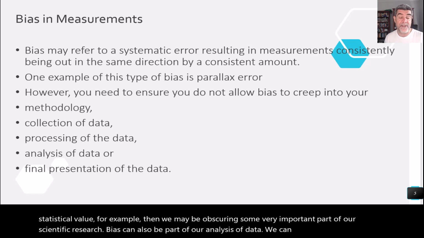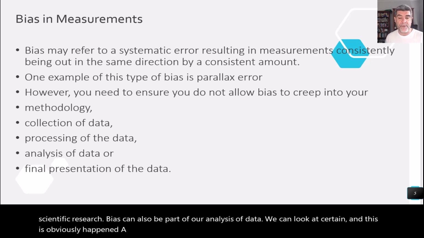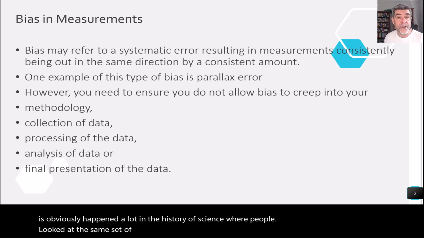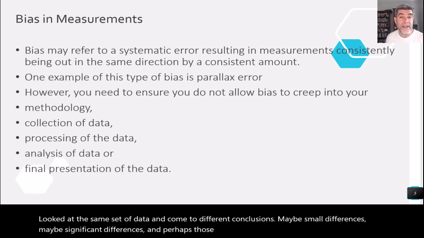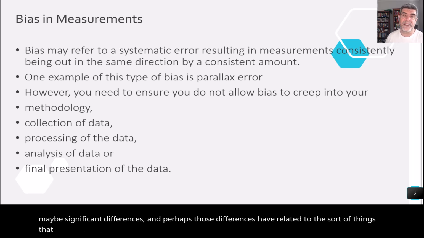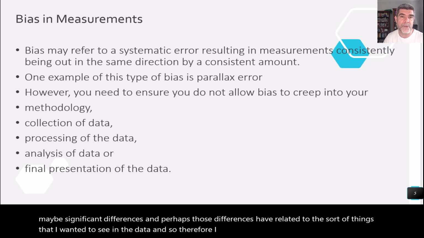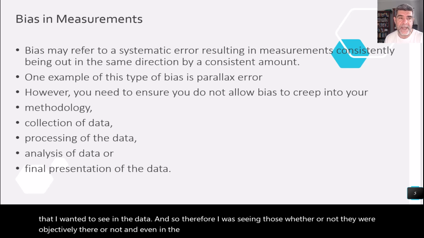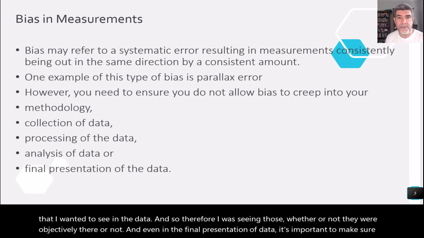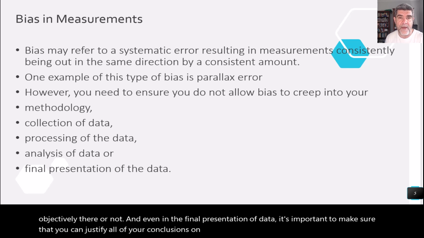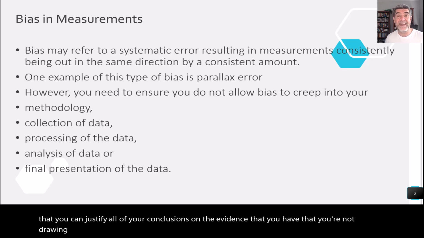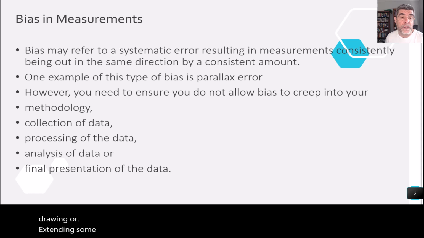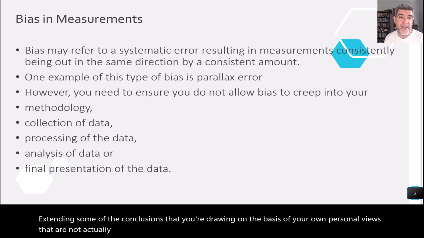We can look at certain, and this has obviously happened a lot in the history of science, where people have looked at the same set of data and come to different conclusions, maybe small differences, maybe significant differences, and perhaps those differences have related to the sort of things that I wanted to see in the data, and so therefore I was seeing those whether or not they were objectively there or not. And even in the final presentation of data, it's important to make sure that you can justify all of your conclusions on the evidence that you have, that you're not drawing or extending some of the conclusions that you're drawing on the basis of your own personal views that are not actually supported by the evidence that you've collected.